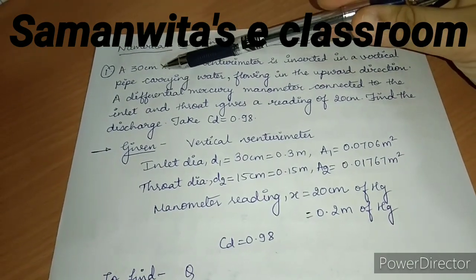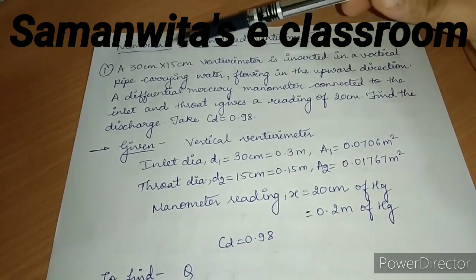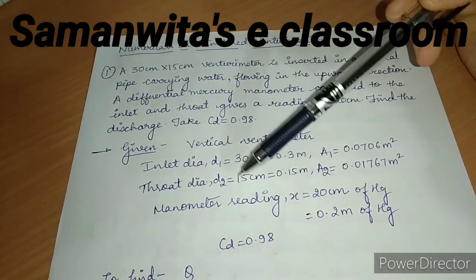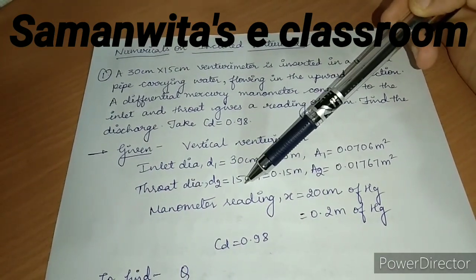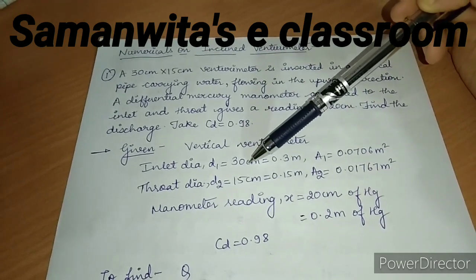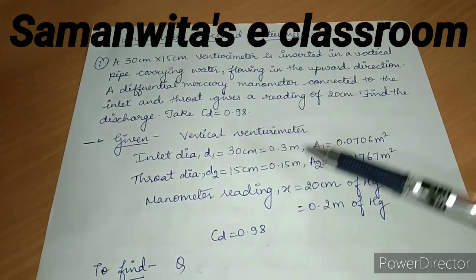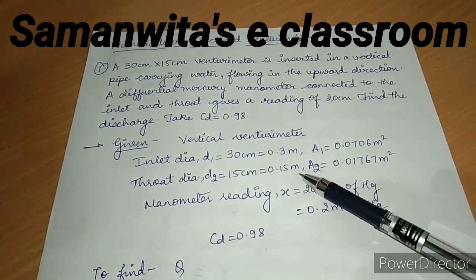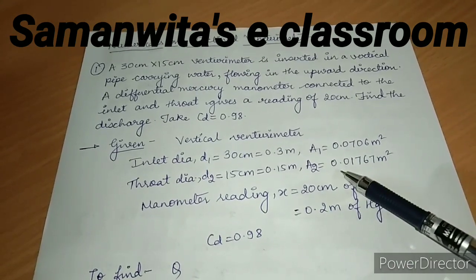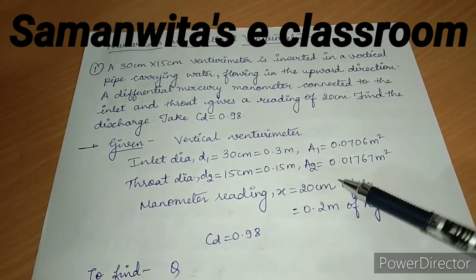When I say 30 centimeter by 15 centimeter, it obviously means the first diameter is inlet and the second diameter is a throat diameter. The throat diameter, as per the figure that you have seen, will always be less than the initial diameter. So D2 is given to me as 15 centimeter, which is converted into meter, and I have calculated area A2, which is the cross section area, so pi by 4 d2 square.